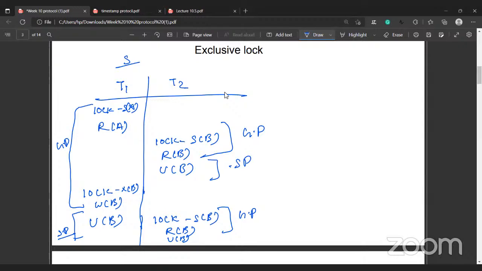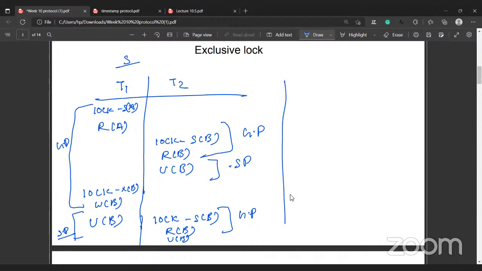So everyone got how to find whether a schedule is 2PL or not, and what the two-phase locking protocol is? Why do we use the two-phase locking protocol? Sir, can you explain the conditions once more? Yeah, the two-phase locking protocol conditions. Okay.